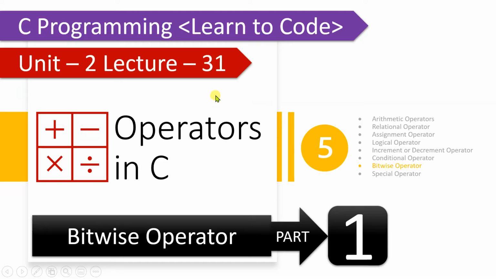Hello and welcome to the course on C Programming Learn to Code series. This is the 31st lecture of Unit 2, and in this lecture we will continue our discussion on operators in C. Today we will discuss bitwise operators. So let's begin.